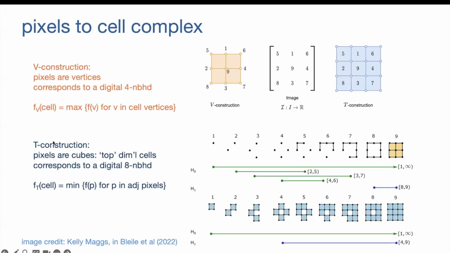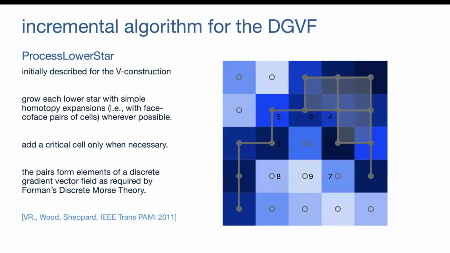So if we think about how this connects to digital adjacencies, this V construction, V is for vertex, corresponds to a 4 neighborhood, and the T construction, where T stands for top dimensional cells, corresponds to your 8 neighborhood. All right. Now observe, homology computations in this little example are extremely different. I will get to that later. Okay. I will return to that later. Oh, this is what I meant.